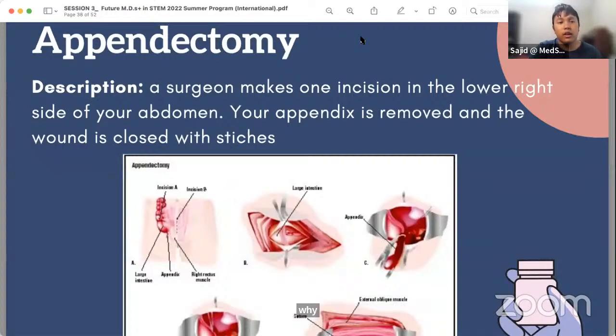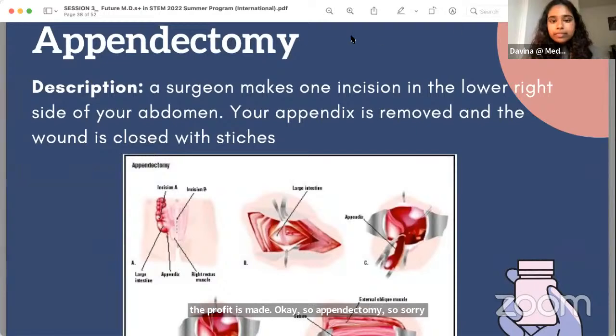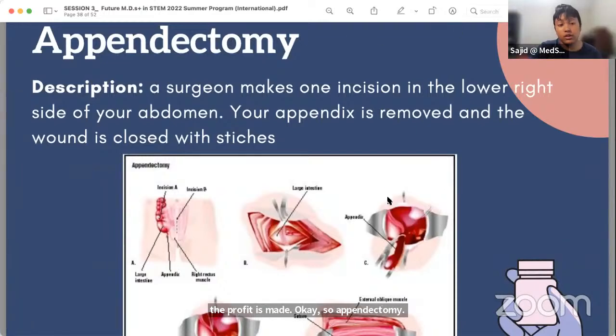Okay, so appendectomy. A surgeon makes one incision. So this is a description of the procedure. As you may know, an appendectomy is when your appendix ruptures and you need to have your appendix removed or excised, which is what ectomy means, in case you were wondering. A surgeon makes one incision in the lower right side of your abdomen, which is where your appendix is located. Your appendix is removed and the wound is closed with stitches.